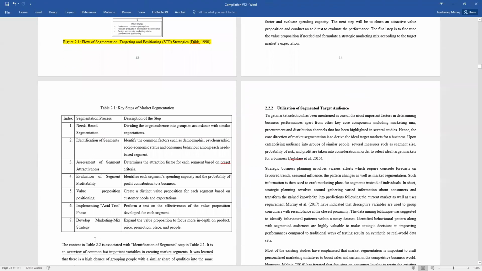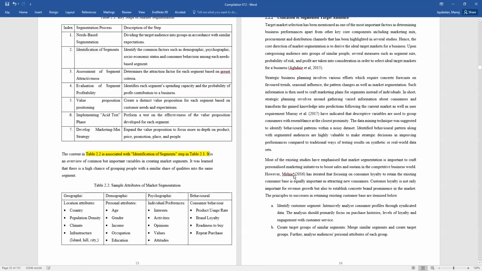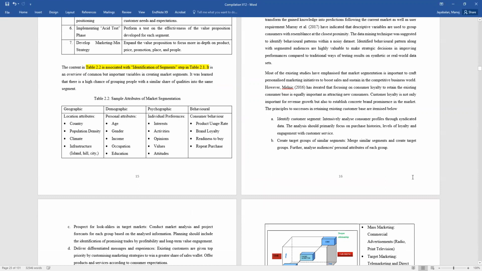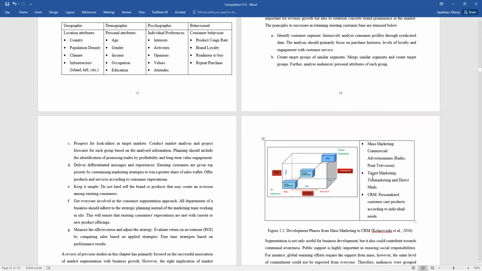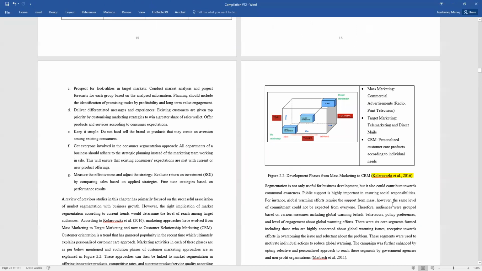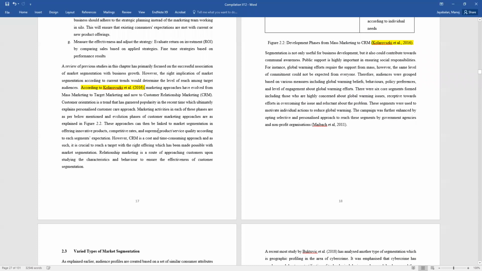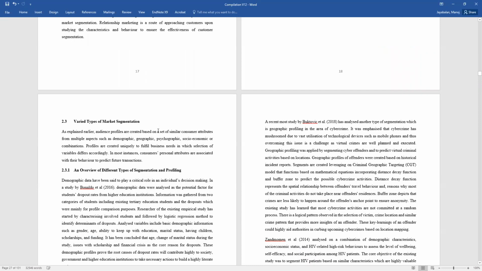And see for this figure as well, she has taken it from somewhere, so she has a citation for this figure. And see here, when she wants to discuss a statement from a particular person, she has written "according to" this particular person. And then let me just scroll a little bit faster.